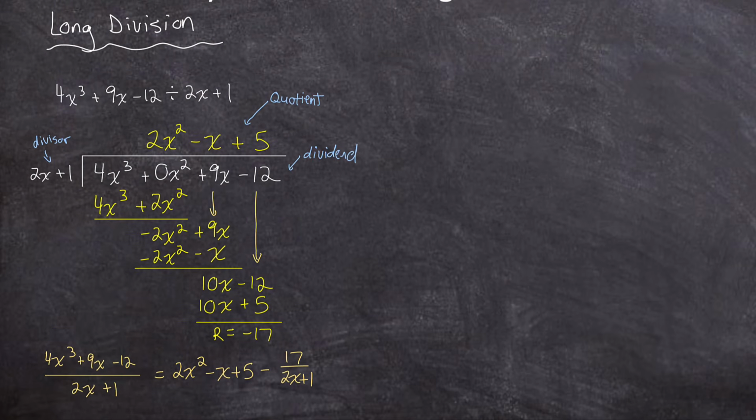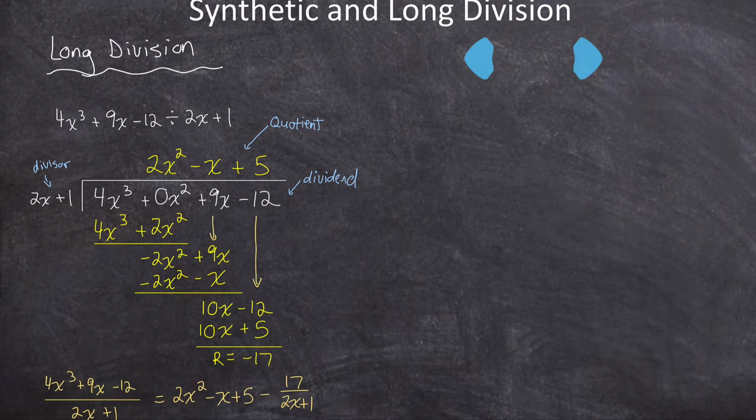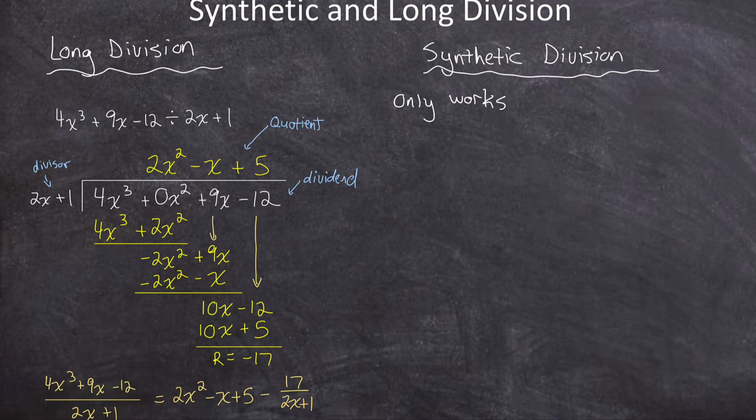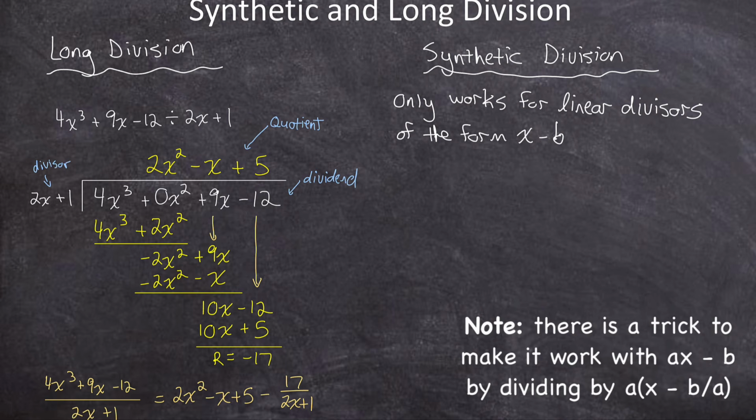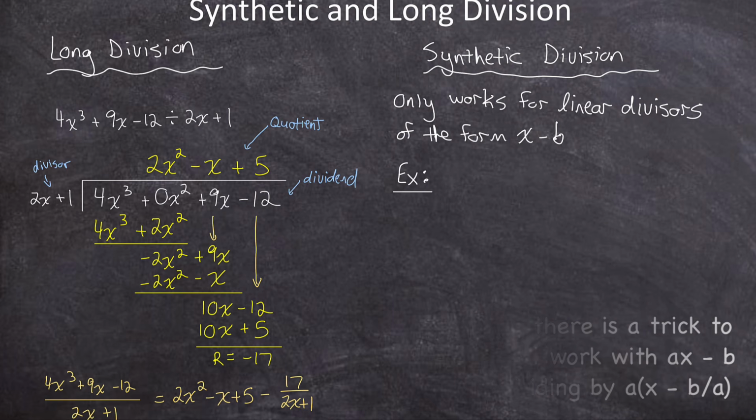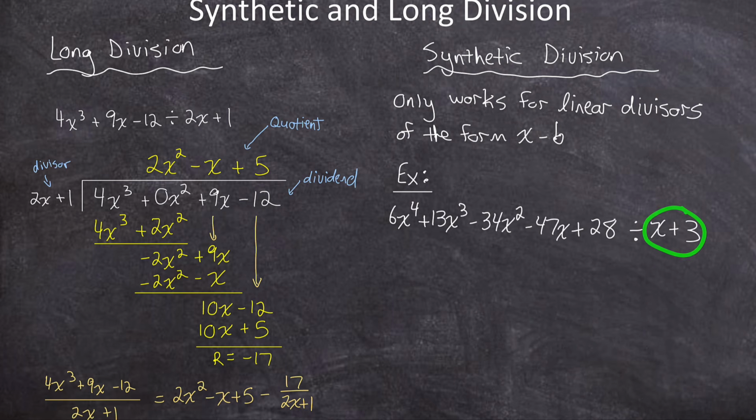And this method is called synthetic division. Now, synthetic division only works to divide a polynomial by a linear divisor of the format x minus b. And what that means is we can only divide by a polynomial that is degree 1 with a leading coefficient of 1. So for example, we could do this division question using synthetic division. Our divisor is degree 1 with a leading coefficient of 1, so that's perfect for synthetic division.